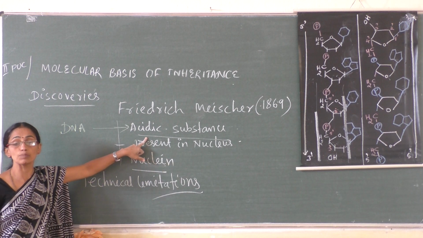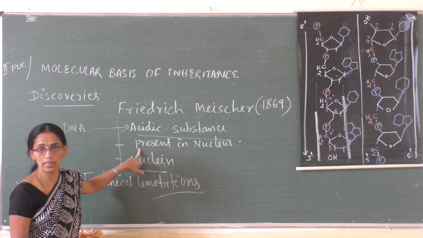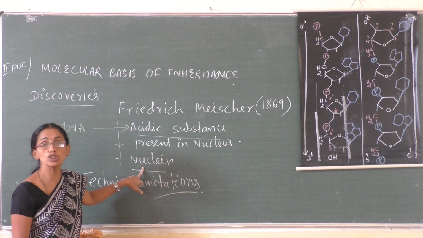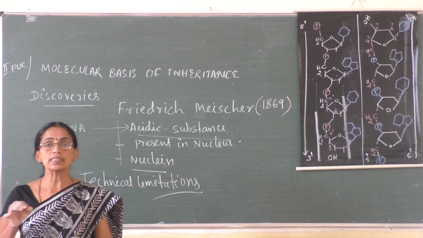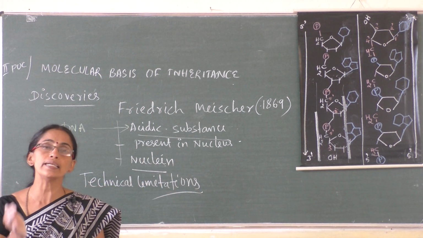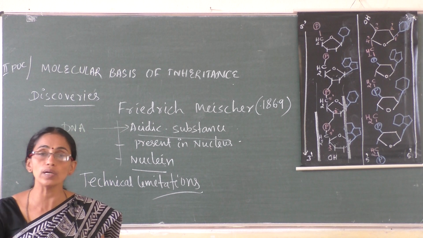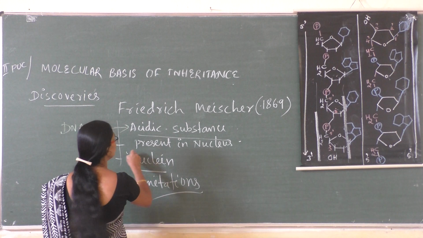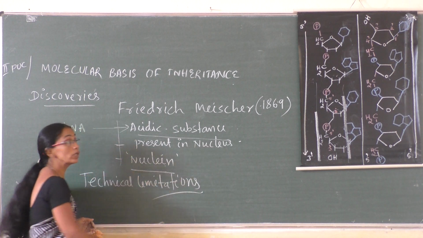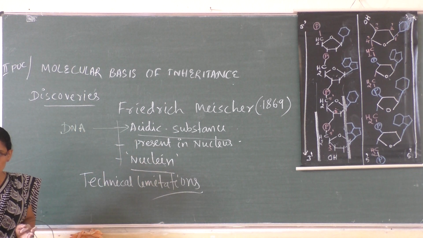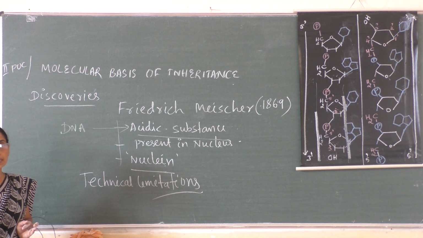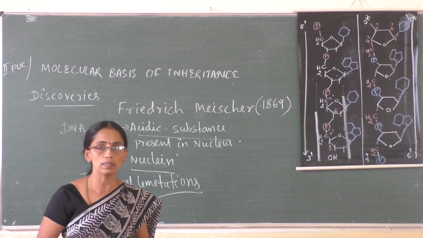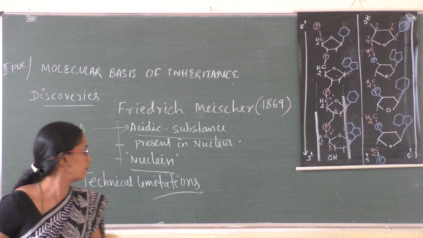DNA is an acidic substance present in the nucleus, and he called it as nuclein. So at the time of 1861, the nucleus was named as nuclein. DNA is the acidic substance present in the nucleus, and that nucleus Miescher called it as nuclein.